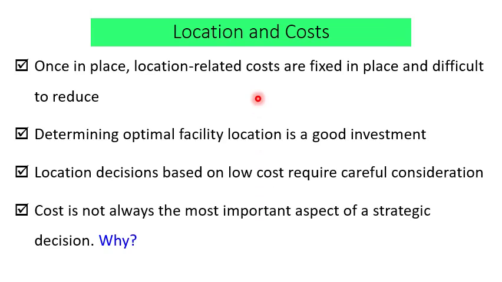Let us see the relationship between location and costs specifically. One, location-related costs are fixed in place and difficult to reduce. Once we establish our facility in a certain location, location-related costs such as transport cost may be fixed costs. They will be our fixed costs, and we cannot reduce those fixed costs.